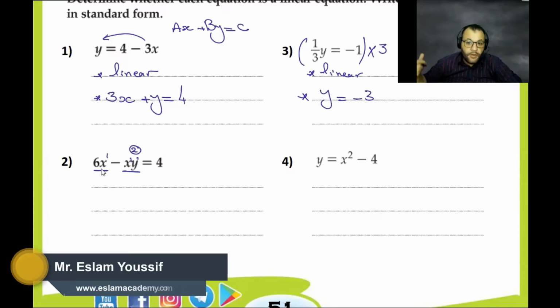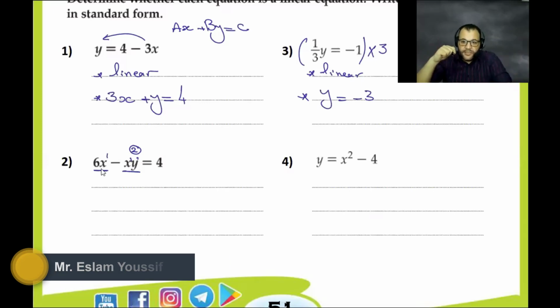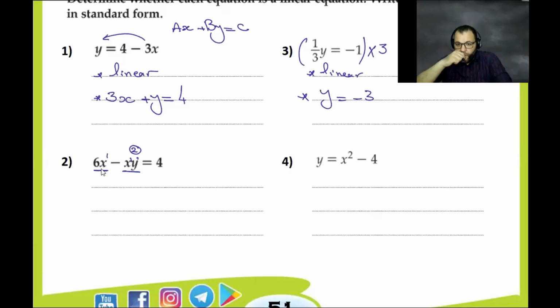Do you remember the degree of the expression? The degree for the expression. You remember this one? Power 1. So it is not linear. What is the degree for this one?